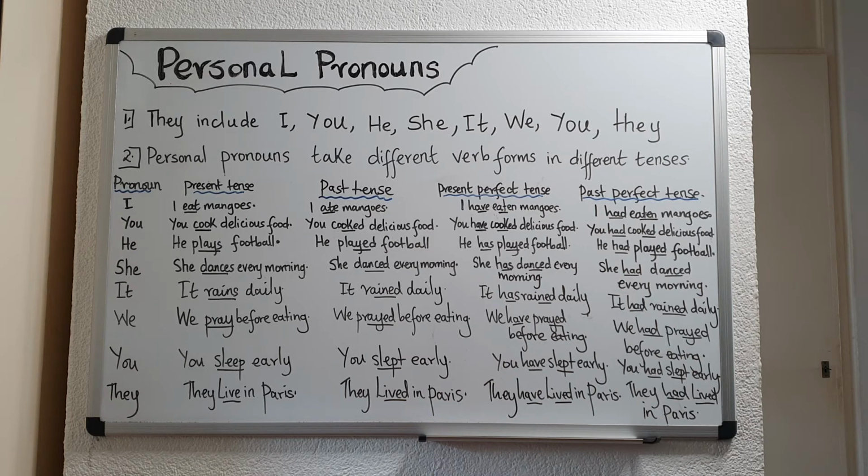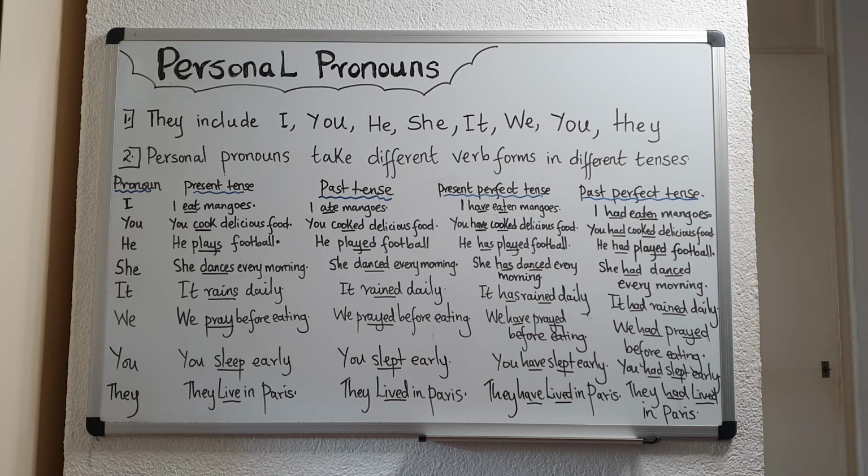In the past tense, it's very simple. You just add ed to the verb. It rained daily. Because rain is a regular verb. So you simply add ed to the end of the verb. In the present perfect tense, it becomes it has rained daily.